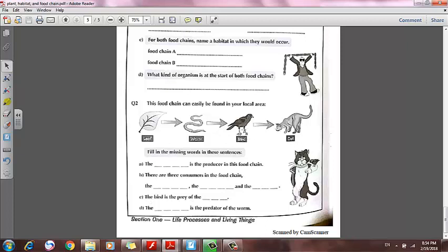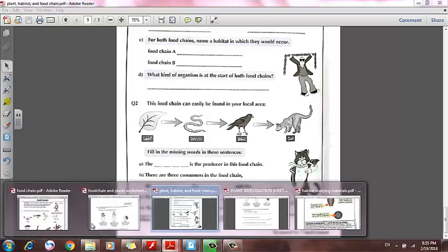The bird is the prey of. Which animal is the wild animal that eats the bird? The cat. Great. The bird is the prey of the cat. The bird is the predator of the worm. Which animal is the predator, the wild animal that eats the worm? Bird. Excellent. Let's answer another sheet.